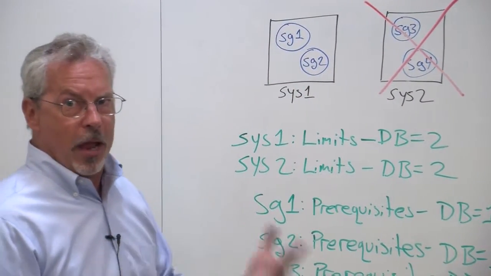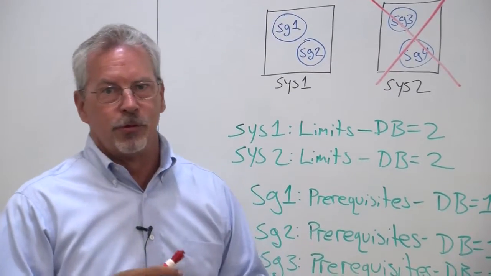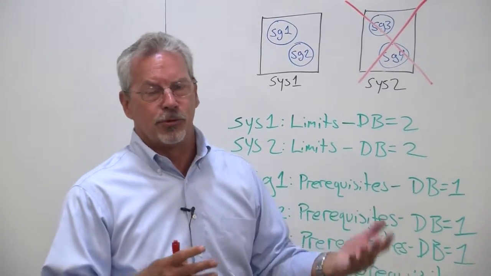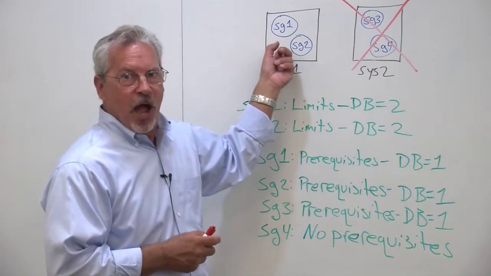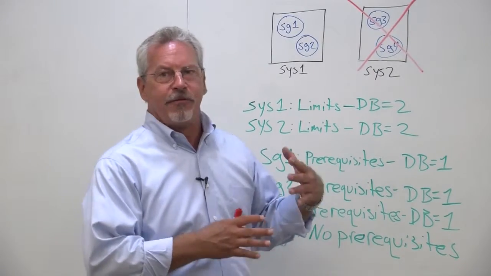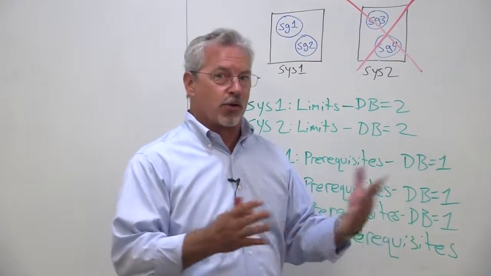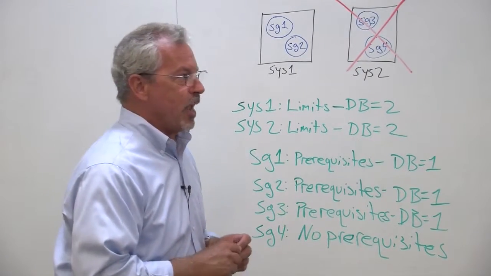The actual error that would be logged in the VCS engine log is something like no systems exist that meet the service group's prerequisites. Service group 4 would fail over just fine because it has no prerequisites. It just doesn't care. This is a feature that would ordinarily be implemented in larger clusters. It's just a whole lot easier to illustrate using a 2-node cluster example.